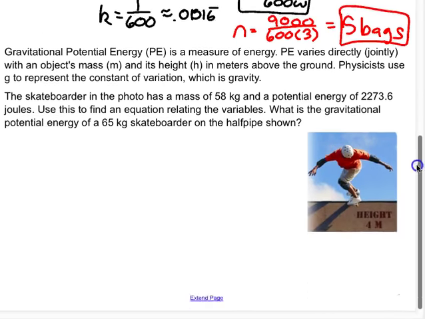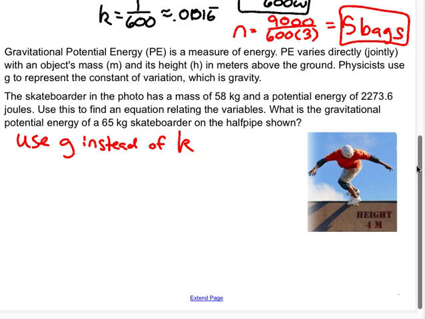All right. What about our next one? Gravitational potential energy is a measure of energy. It varies directly, jointly, with an object's mass and height in meters above the ground. Physicists use G to represent the constant of variation. So here, we're going to use G instead of K. That's what that sentence is telling me. We're not going to use K, we're going to use a G to represent this constant of variation.